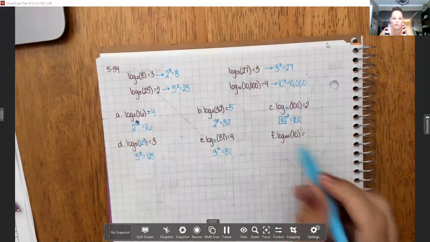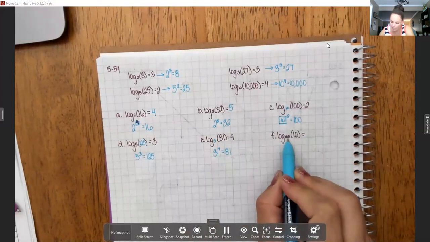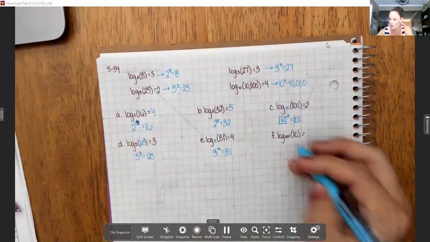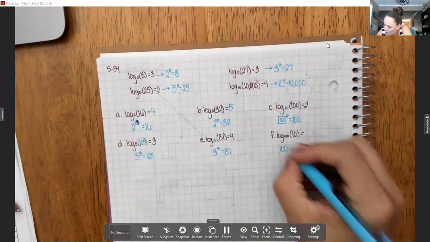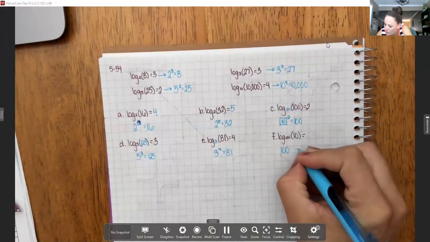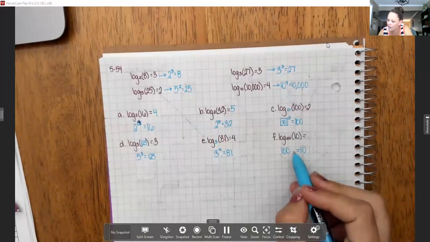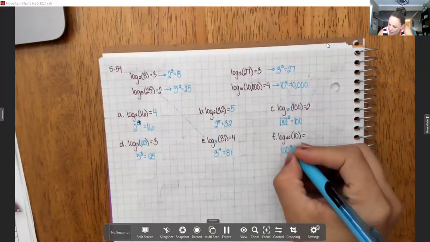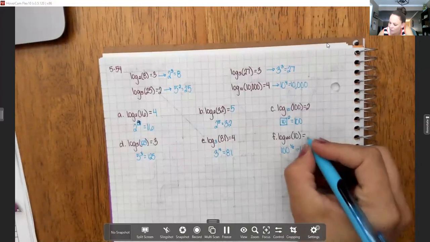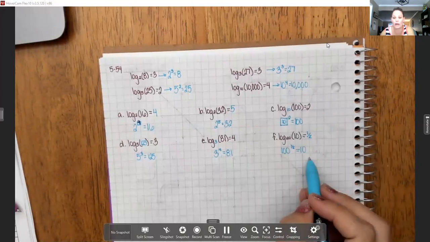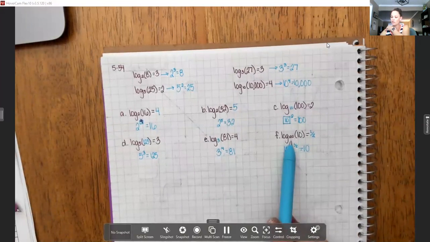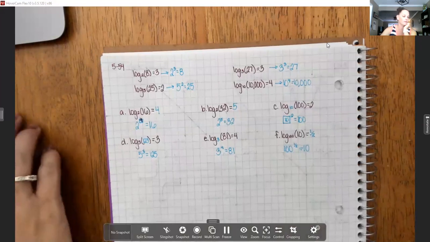And then here, this one's a little bit trickier. Log base 100 of 10 is equal to what? So this problem is 100 to some power is equal to 10, and we need to know what that power is. So here, this is going to be to the 1/2 power, because if it's going down, it has to be a number less than 1. So log base 100 of 10 is equal to 1/2.